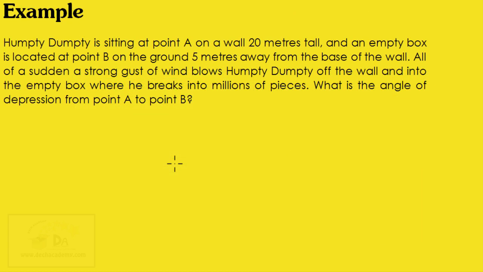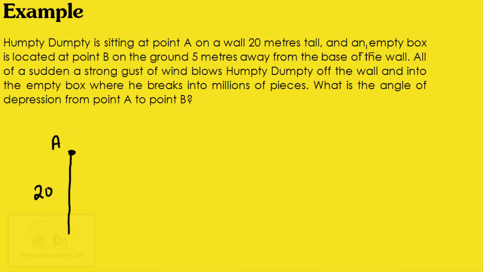Here's another example question, and it says Humpty Dumpty is sitting at point A on a wall 20 meters tall. So we have a vertical wall that's 20 meters tall, and Humpty Dumpty is at point A on top of the wall. I'm sure you guys have heard of the nursery rhyme.